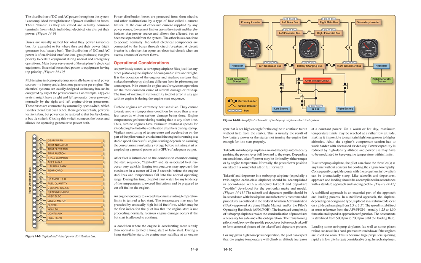Operational considerations. As previously stated, a turboprop airplane flies just like any other piston engine airplane of comparable size and weight. It is the operation of the engines and airplane systems that makes the turboprop airplane different from its piston engine counterpart. Pilot errors in engine and/or systems operation are the most common cause of aircraft damage or mishap. The time of maximum vulnerability to pilot error in any gas turbine engine is during the engine start sequence.